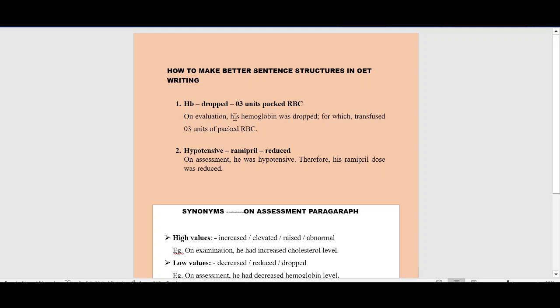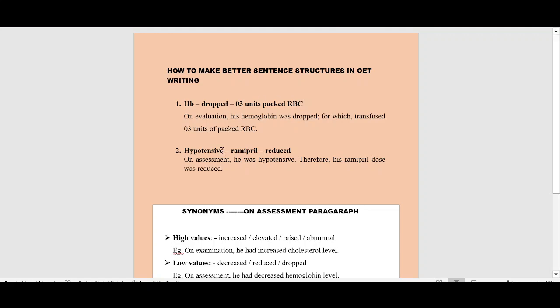I'm also going to teach you some synonyms which are very important to have in OET writing. So the first thing is HB. HB means hemoglobin, which is dropped, and then 3 packed units of RBC are transfused. In that case, how should you write the sentence structure?